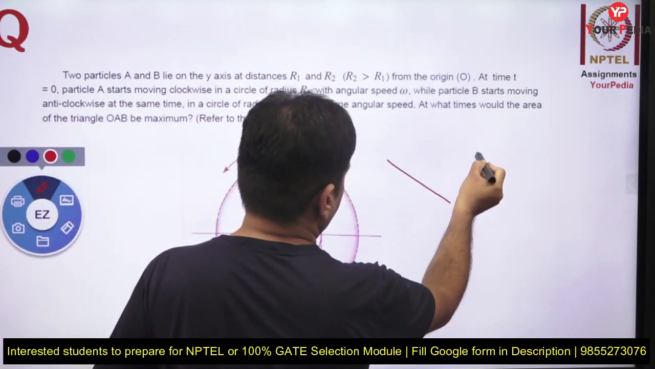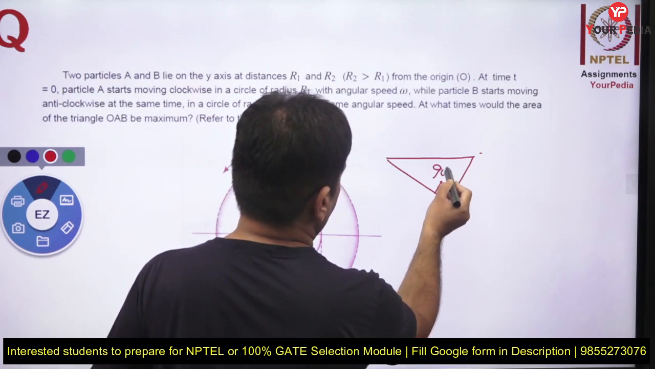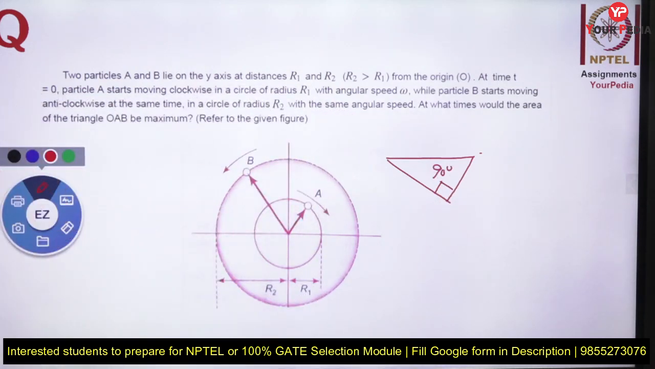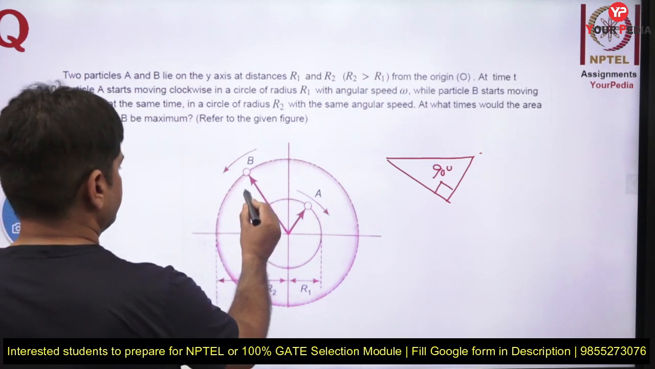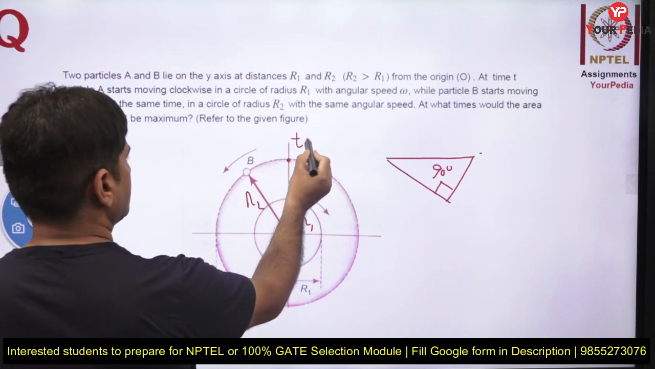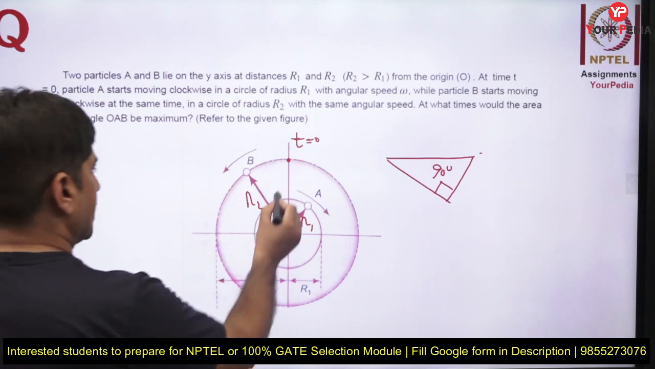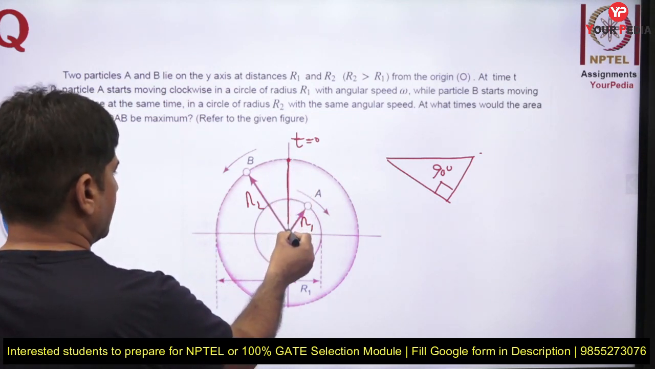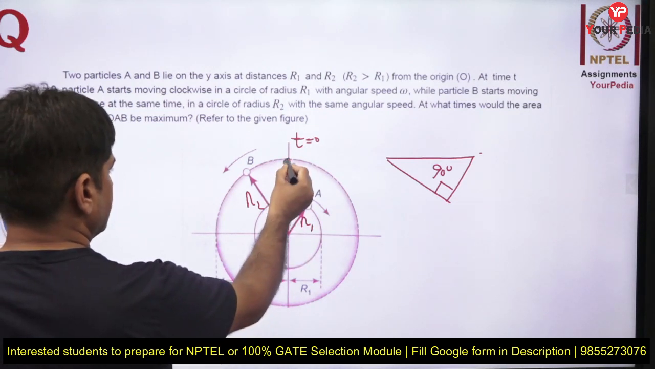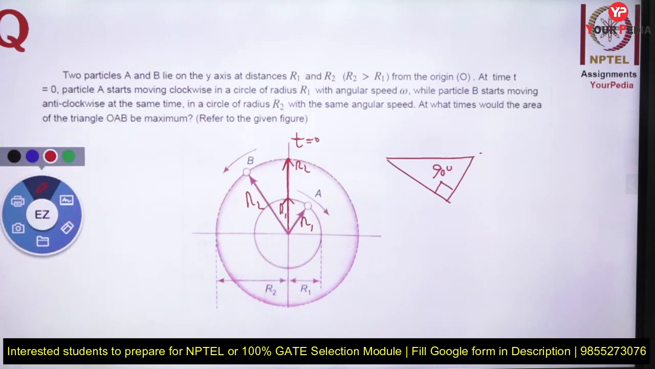For any triangle, the area, half of base into height, is maximum when you get this angle as 90 degrees, when the two sides are fixed. R1 and R2 are fixed. Now this side is R2 and this side is R1. Take the initial case when t is equal to 0. Then in the beginning R1 and R2 are like this. This is R2 and this one is R1 at t equal to 0.